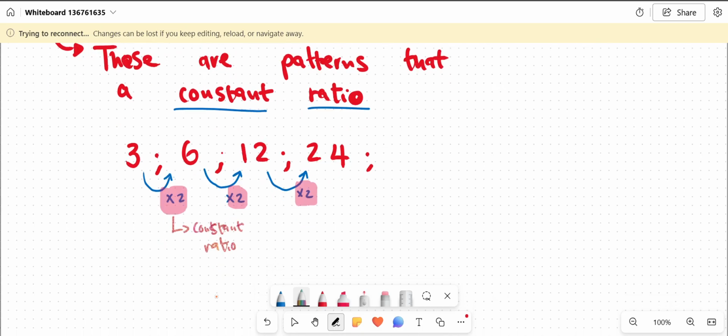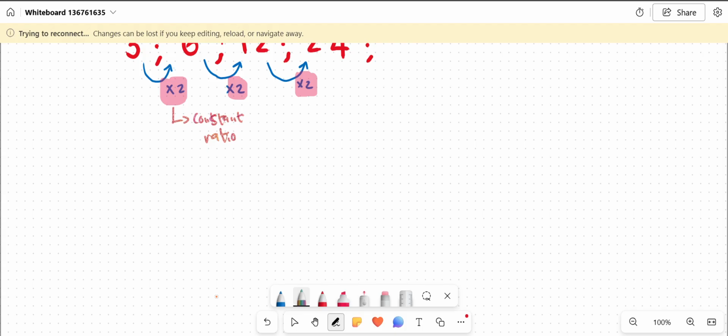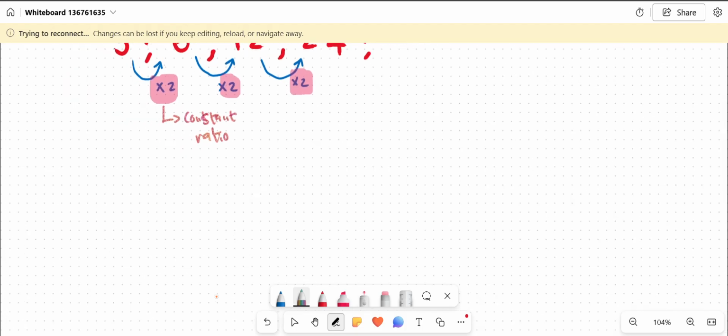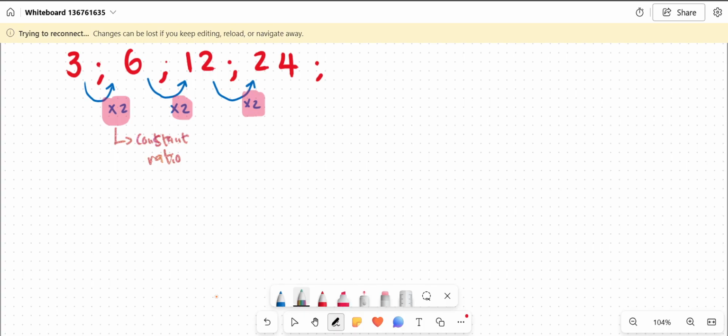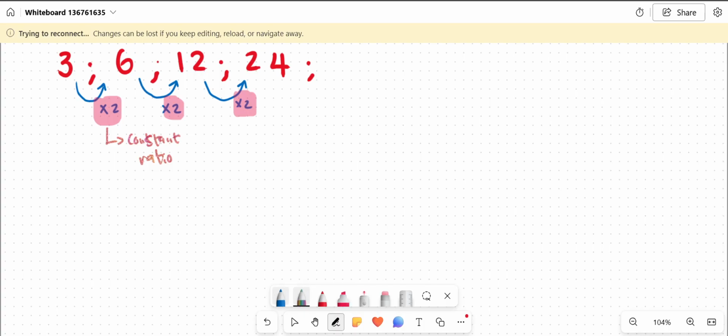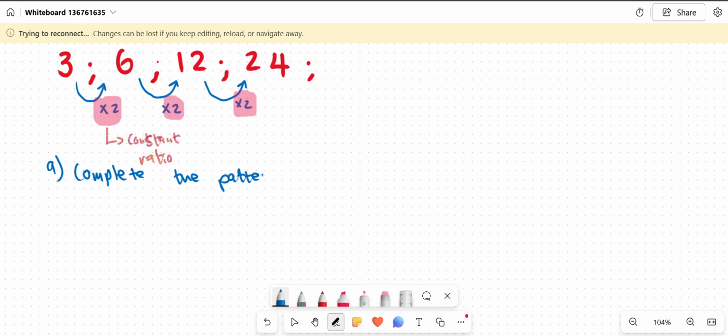So let's take this guy as our first example. We've already kind of figured out what the ratio is. Let's complete it as the first question. Question number 1, complete the pattern. And by complete the pattern, I mean let's find the next 3 terms of this pattern.